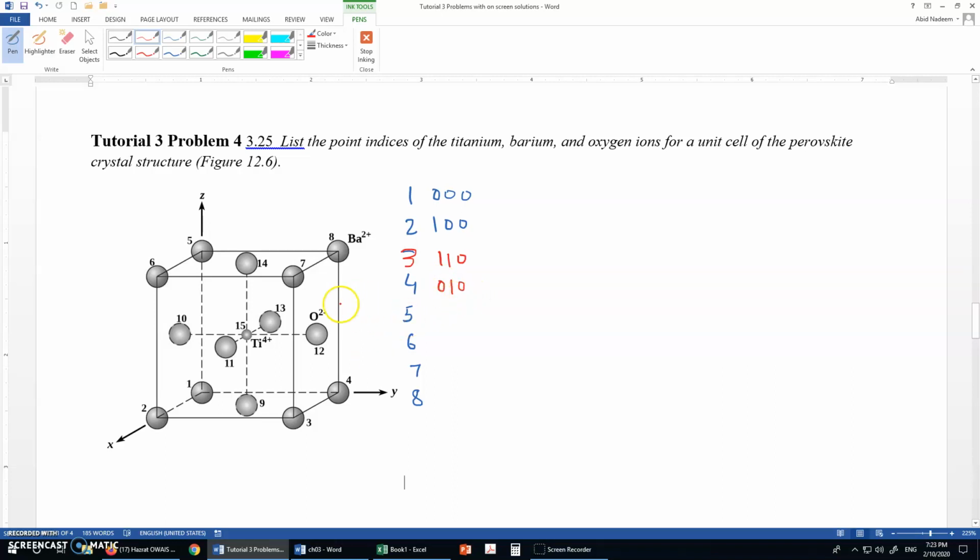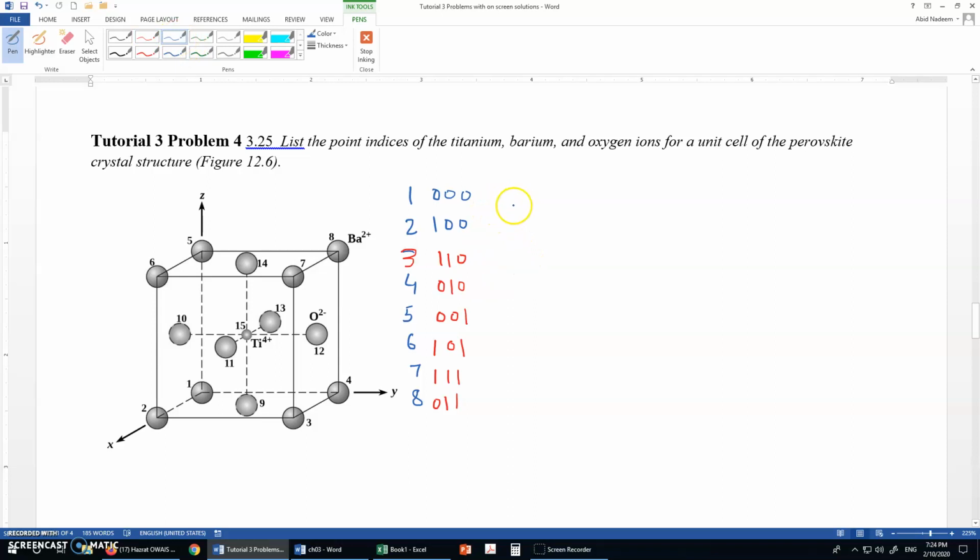Okay, 5 is here. 5 will be 0 0 1. 6 will be 1 0 1. 7 will be 1 1 1, and 8 will be 0 1 1. Okay, so these are the 8 corner atoms.